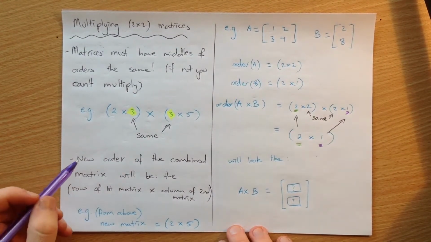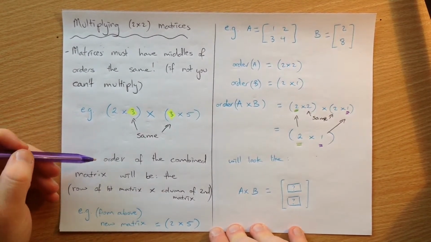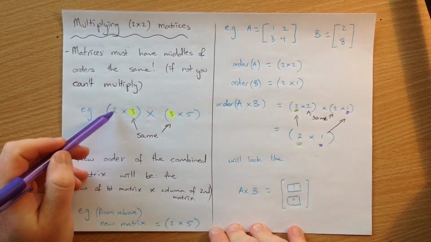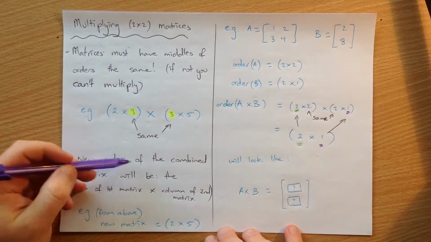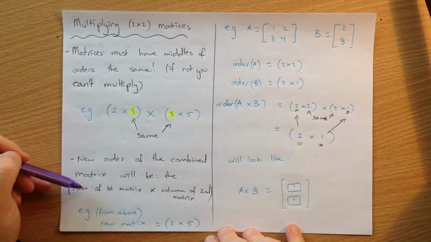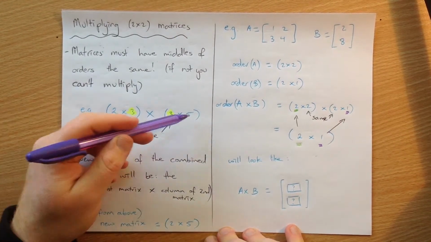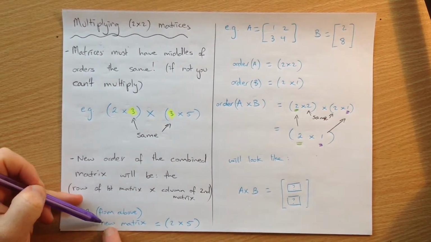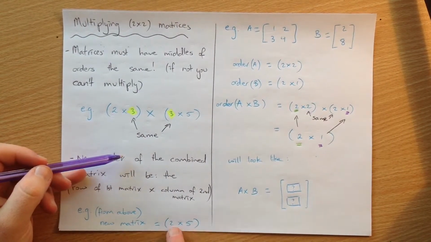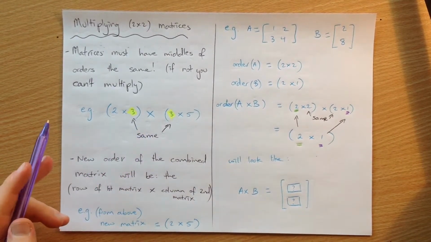And then the new order of the matrix that you form when you multiply them both together is the two outsides. So the new one will be 2 by 5 in this case, so these kind of disappear. So the new order of the combined matrix will be the row of the first matrix by the column of the second matrix. So it's 2 by 5, row of the first, column of the second. So I've written that here. The new matrix from this one here will be a 2 by 5 matrix. And we know we can multiply it because there's 3's in the middle.